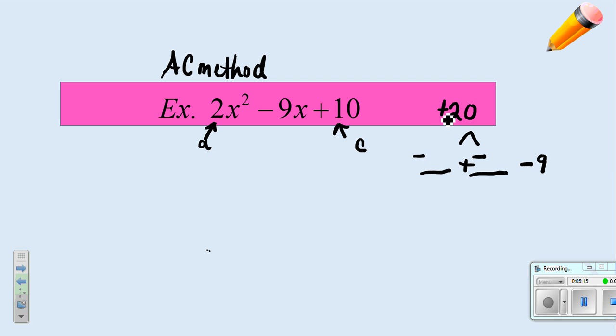So two negatives make a positive. Yes, that's right, folks. Two negatives make a positive. Two negative numbers that make negative 9, that would be negative 5 and negative 4. All right, rewrite this as a four-term problem.